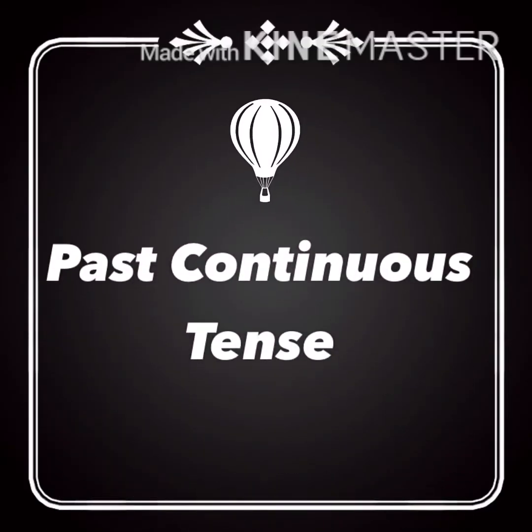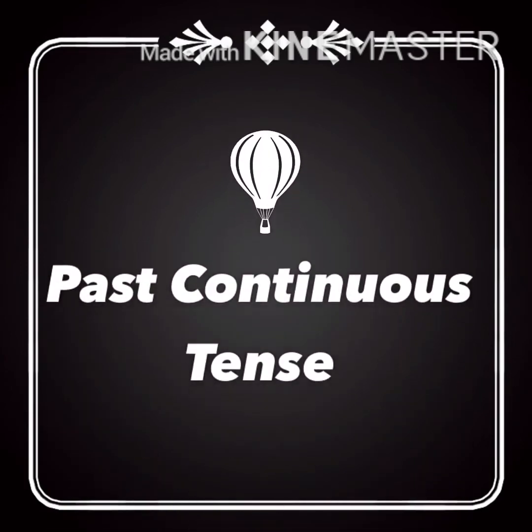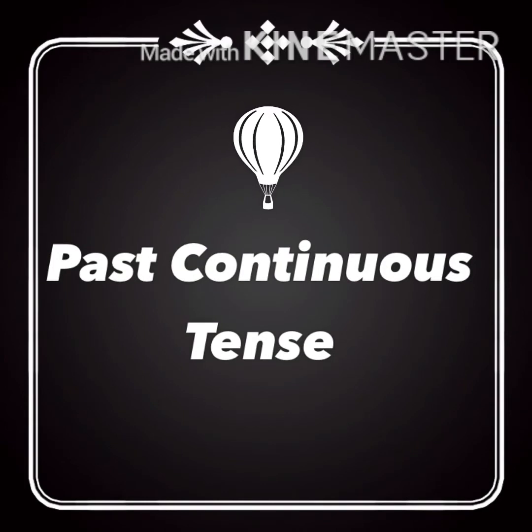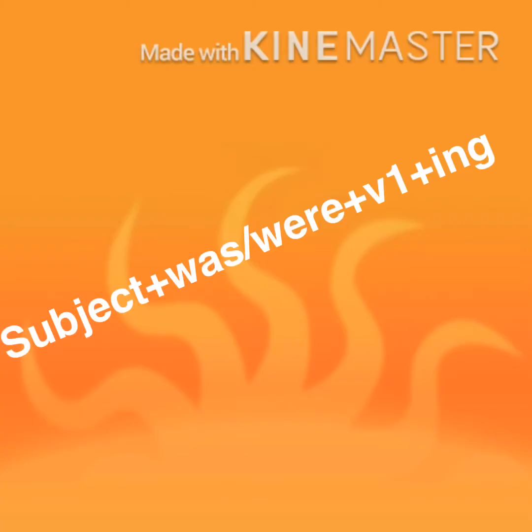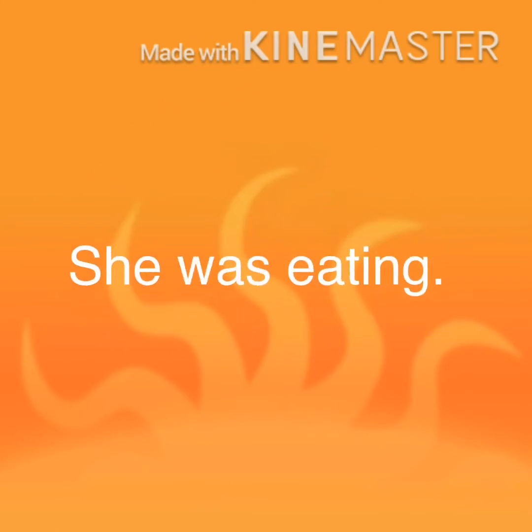The next form is past continuous tense, which indicates an action which started in the past and continued in a certain time period. The formula is subject plus was or were plus first form of verb plus ing. For example, she was eating.